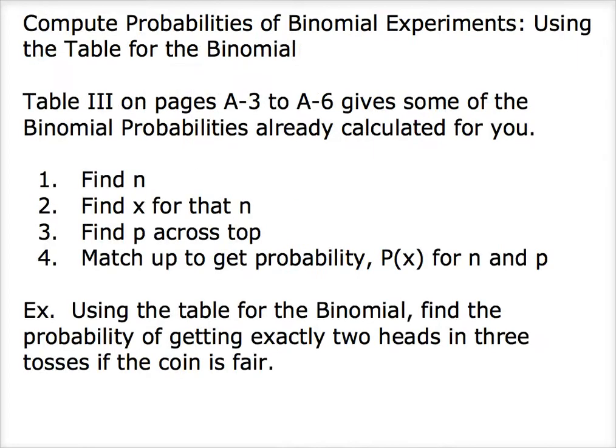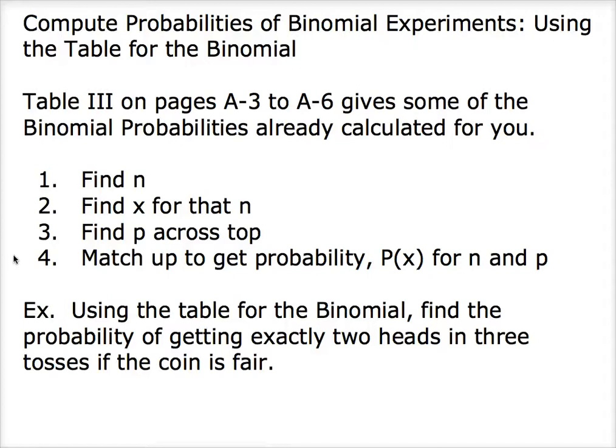Compute probabilities of binomial experiments using the table for the binomial. Table 3 on pages A3 to A6 in your textbook gives some of the binomial probabilities already calculated for you. The steps: you want to find the value of n, then find x for that n, find p across the top, and match it up to get the probability, P of x for n and p.